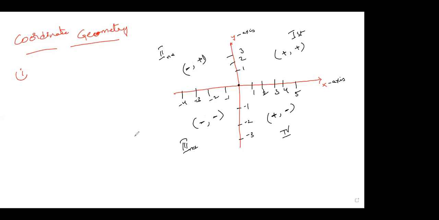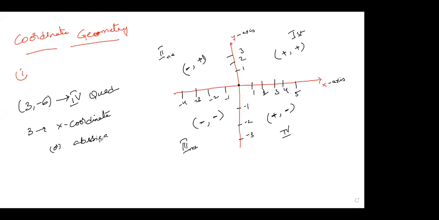Right, different quadrants. If you pick up any point, we can say that. For example, if you take 3 comma -6, can anyone say which quadrant it lies in? Fourth quadrant. Yeah, x positive, it lies in the fourth quadrant. Very good. Where 3 is called x coordinate or abscissa. The -6 is called y coordinate or ordinate.